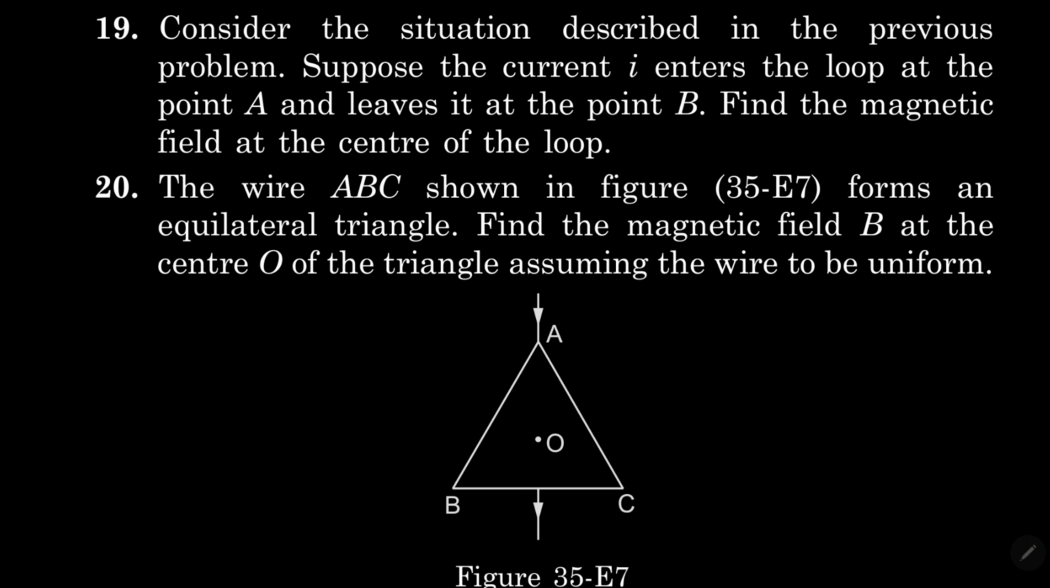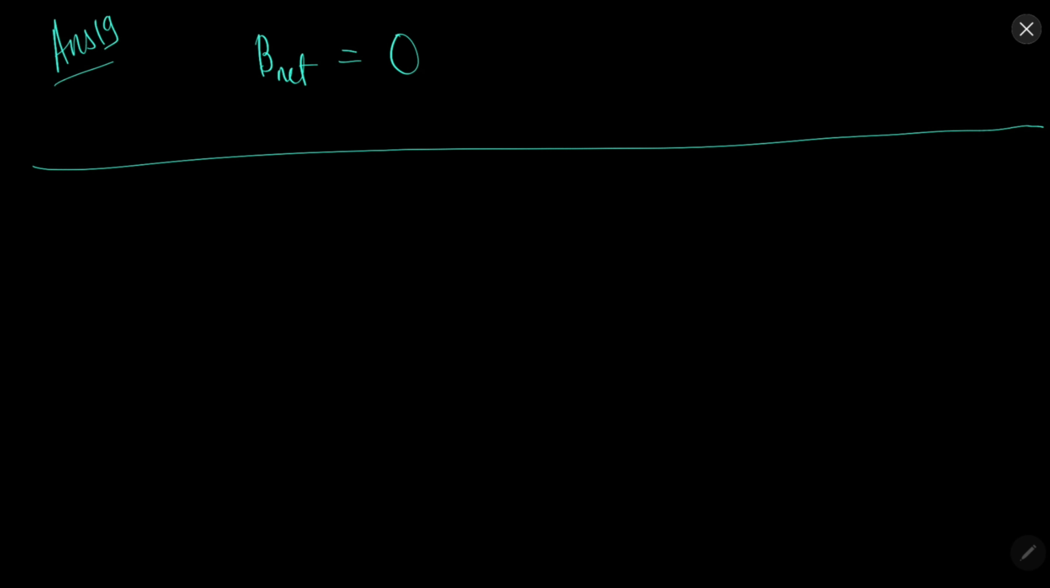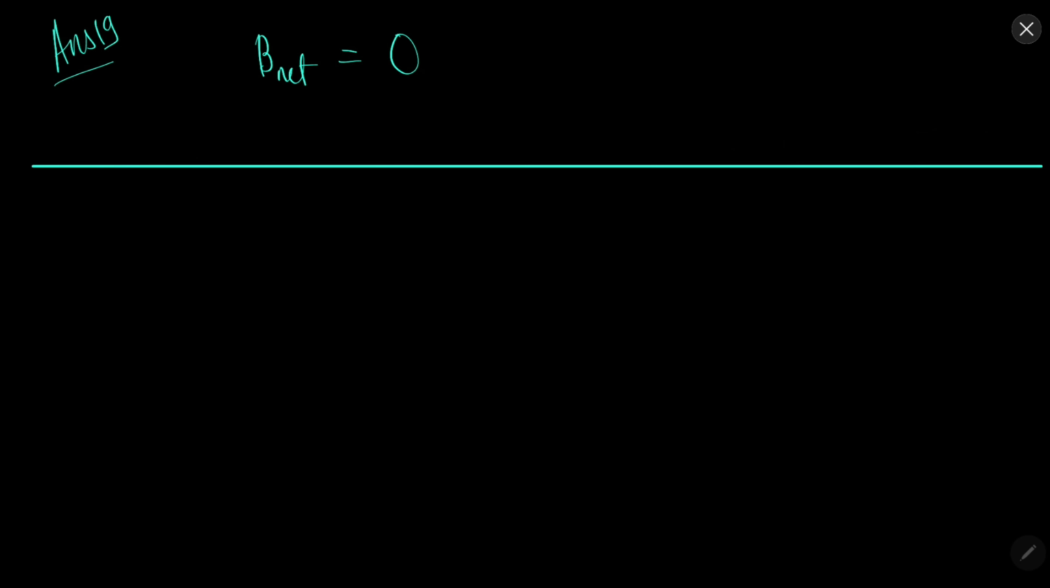In 19, we need to consider the previous problem. Find the magnetic field at the center of the loop. Solution 19. So the net magnetic field at the center will be 0 because every field will cancel each other out.